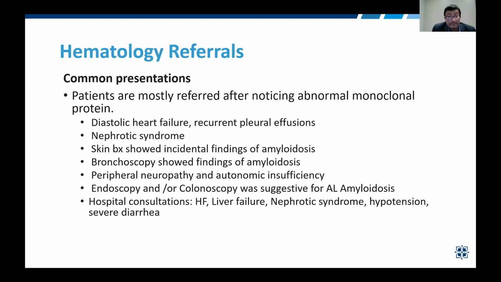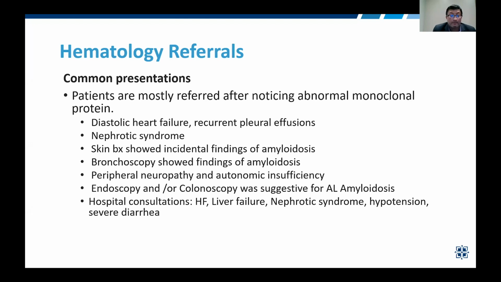Nephrotic syndrome we discussed. Sometimes we have a diagnosis of amyloidosis from our subspecialists, like dermatologists. They were doing a biopsy and found amyloidosis present on the skin. And that's how we get the referral, and we work it up and find out whether this patient has localized amyloidosis or systemic amyloidosis. Bronchoscopy, it's very important.